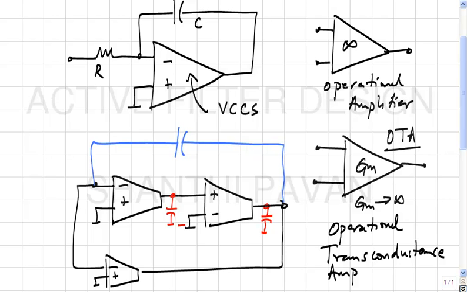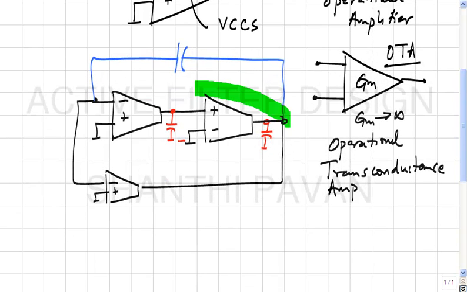You understand? So, the only difference between an OTA and an op amp is the output impedance. An op amp behaves, in principle at least, like an ideal voltage controlled voltage source with 0 output impedance, right. Whereas an OTA behaves like a voltage controlled current source; ideally its output impedance is infinite, right.